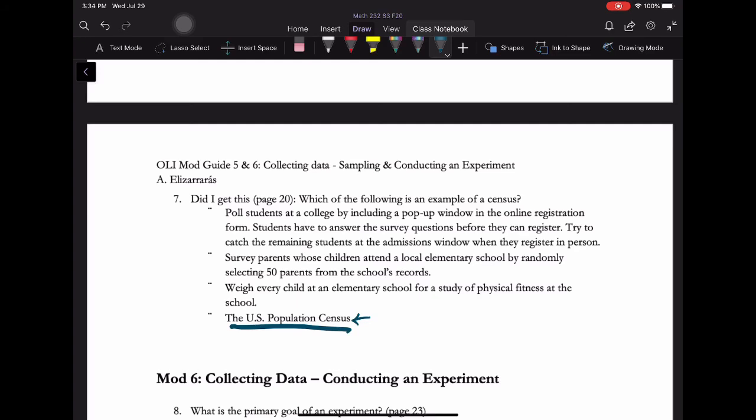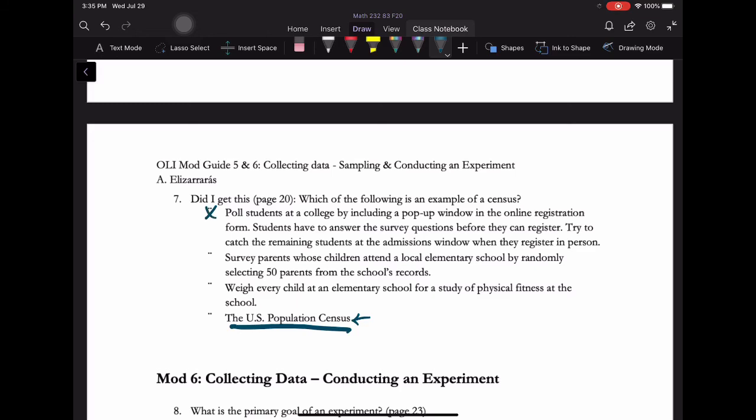Let's look at the first one. It's a poll of students at a college by a pop-up window in the register, and students have the option to answer, and they try and catch the remaining students at the admissions window when they register in person. Well, not everybody's going to get an online registration form, or they're not going to register in person. It might have been done on one day, but that's not going to be every single person that went to the college.